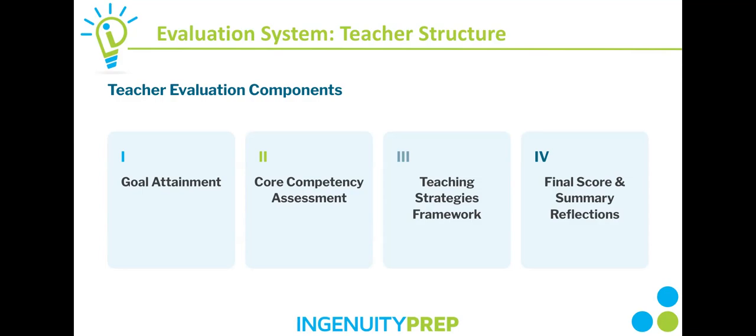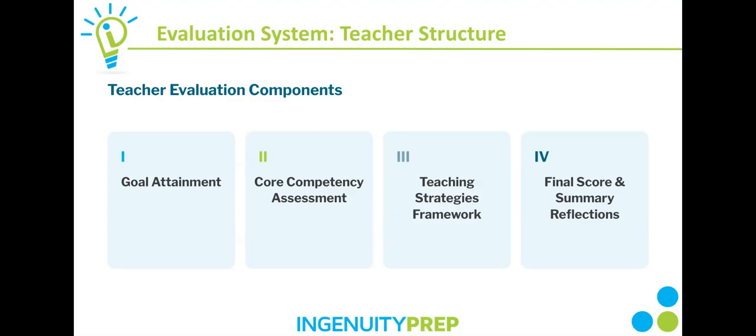The teacher evaluation process is made up of 4 components: goal attainment, core competency assessment, teaching strategies framework assessment, and the final score and summary reflections that bring everything together. This system is built on the same foundation as all other IP staff: goals and competencies that combine to determine a final score. Goals represent the what, and competencies represent the how of your work.